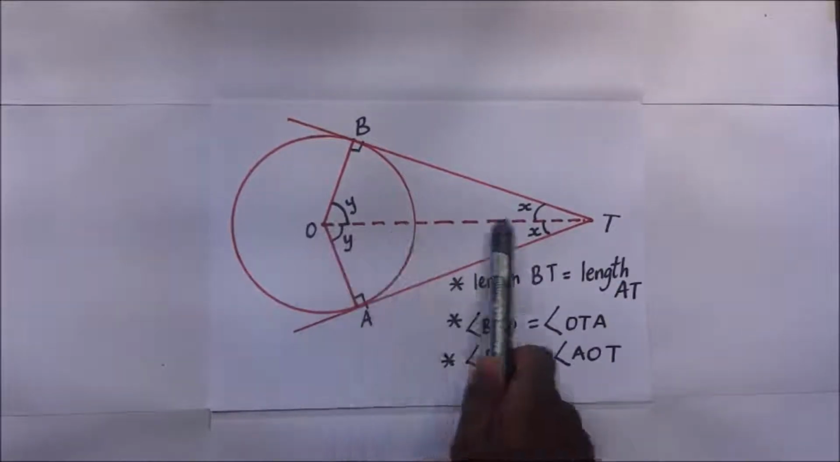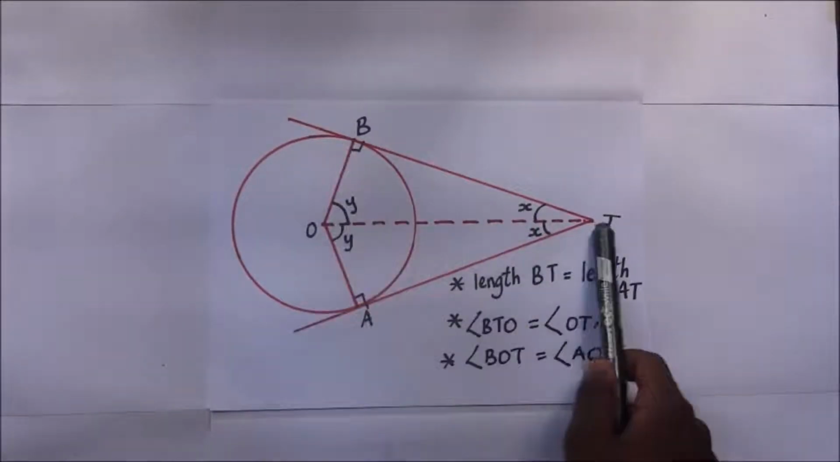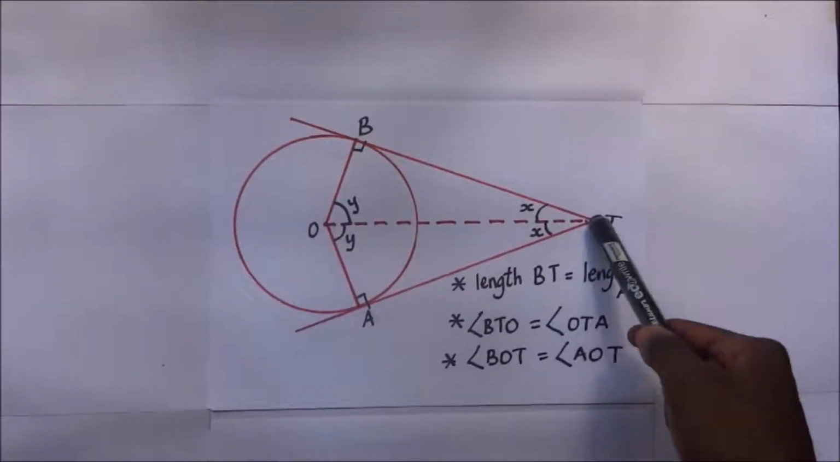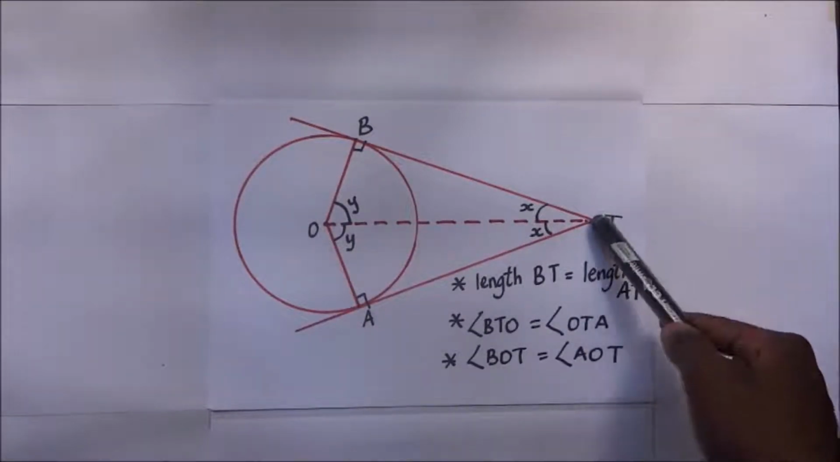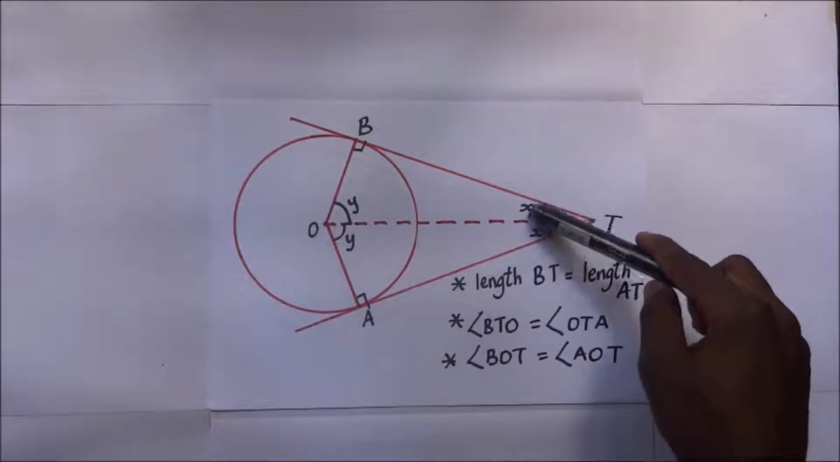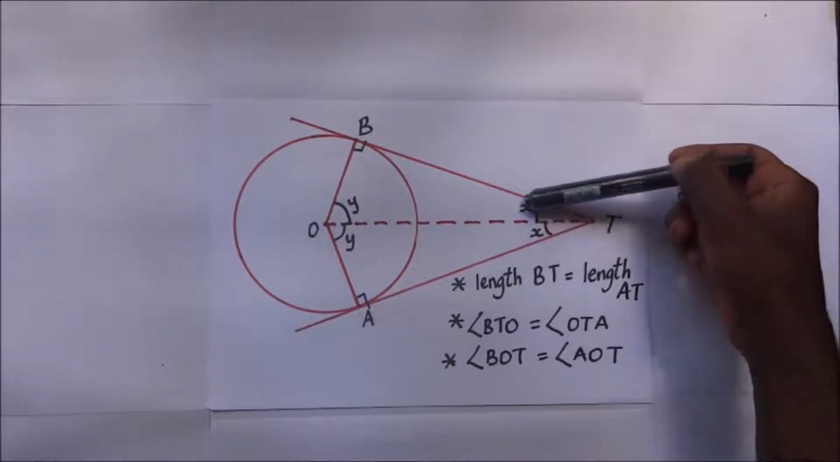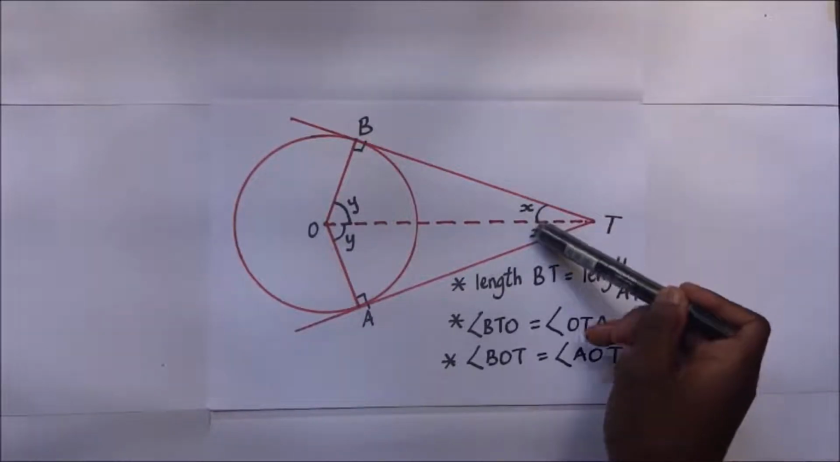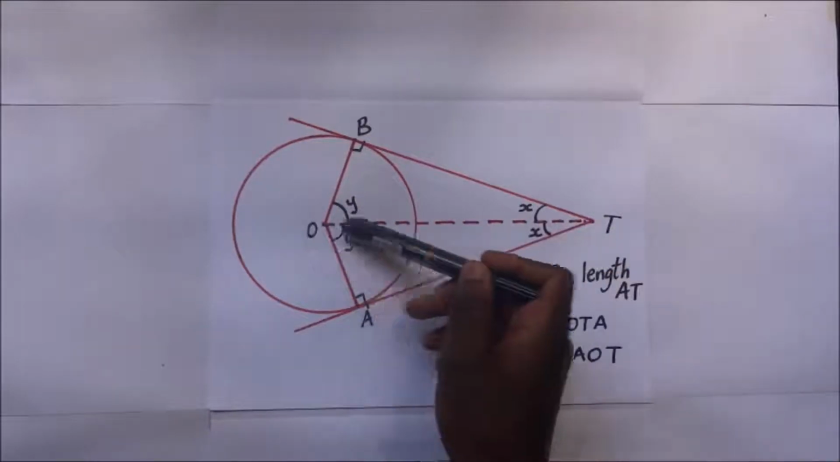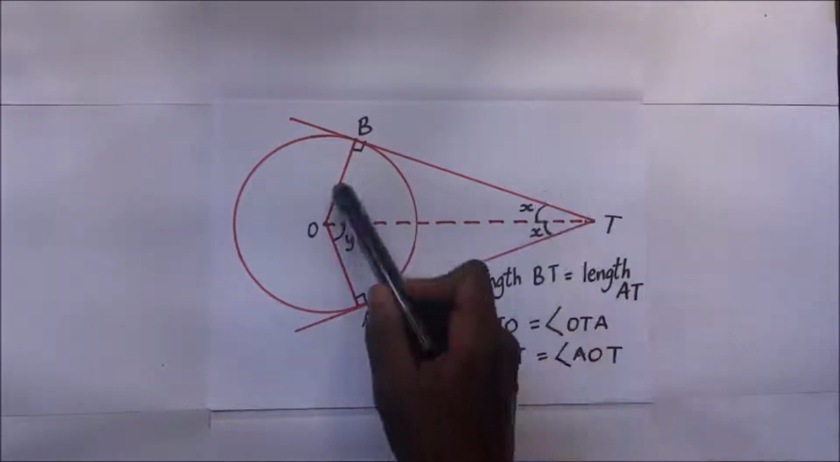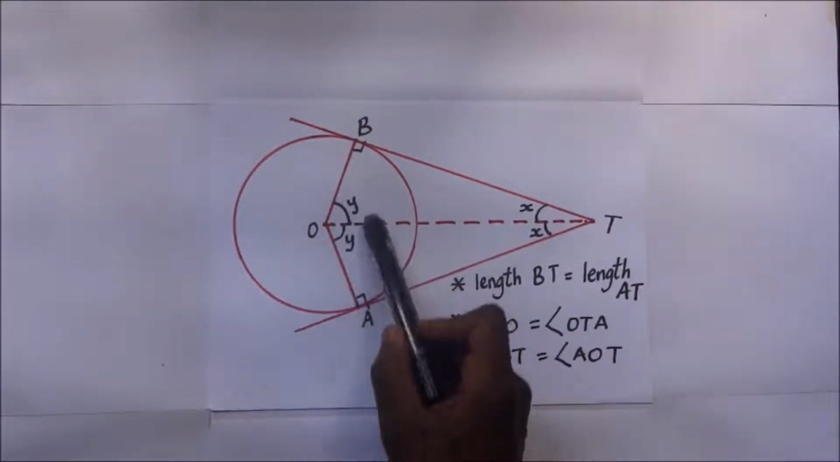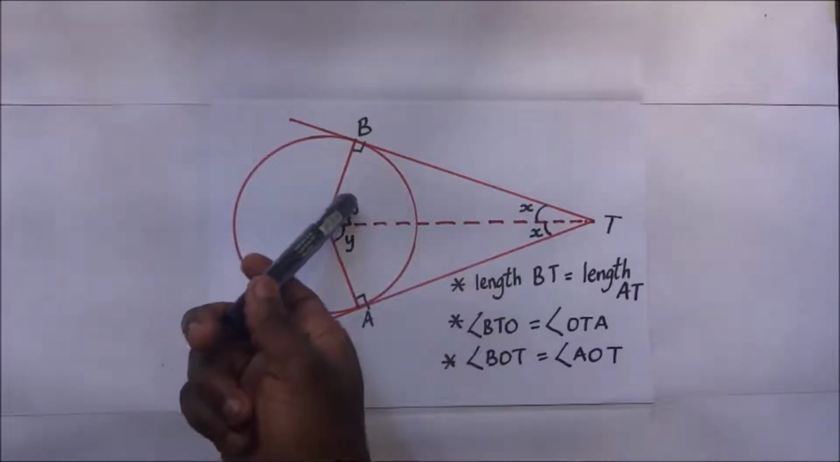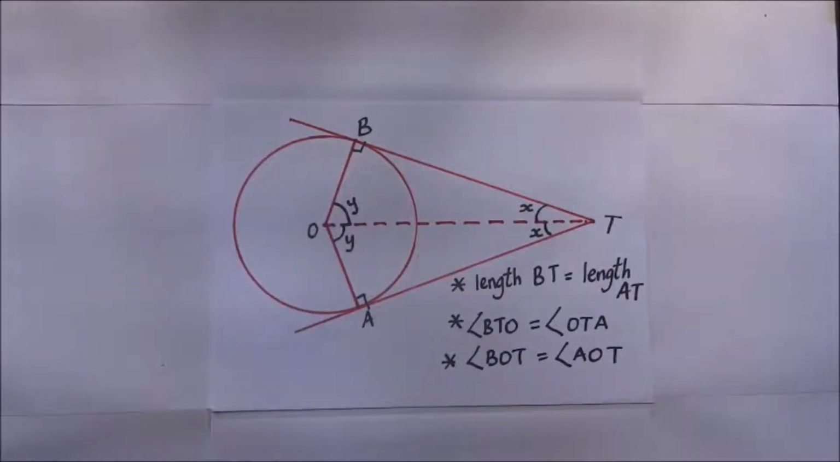So this line that is connecting these two tangents from the circle center to the point where these two tangents meet outside the circle divides this angle into two. Meaning that if this angle is x, this one is also x. Likewise, this same angle is also going to divide this whole angle into two. That is why you see that when this is y, that is also y.